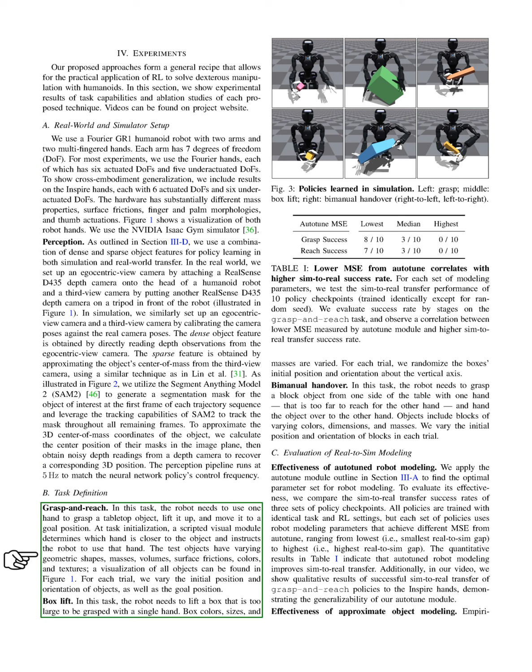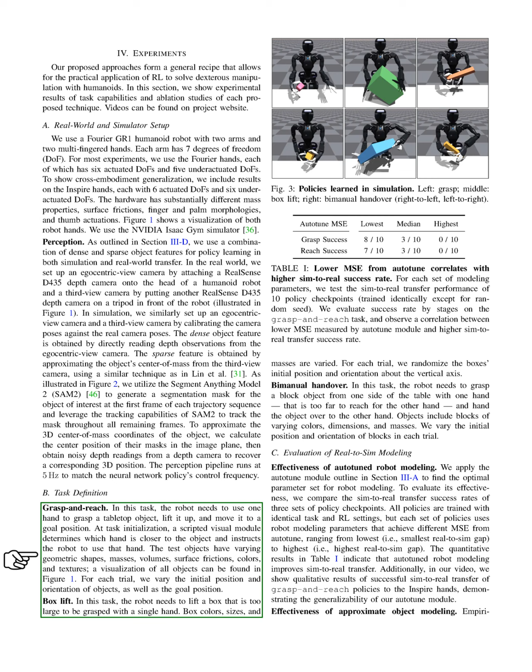In the grasp and reach task, the robot uses one hand to grasp an object, lift it, and move it to a designated goal. A scripted visual module determines which hand is closer to the object at the start. The objects vary in shape, mass, volume, friction, color, and texture.